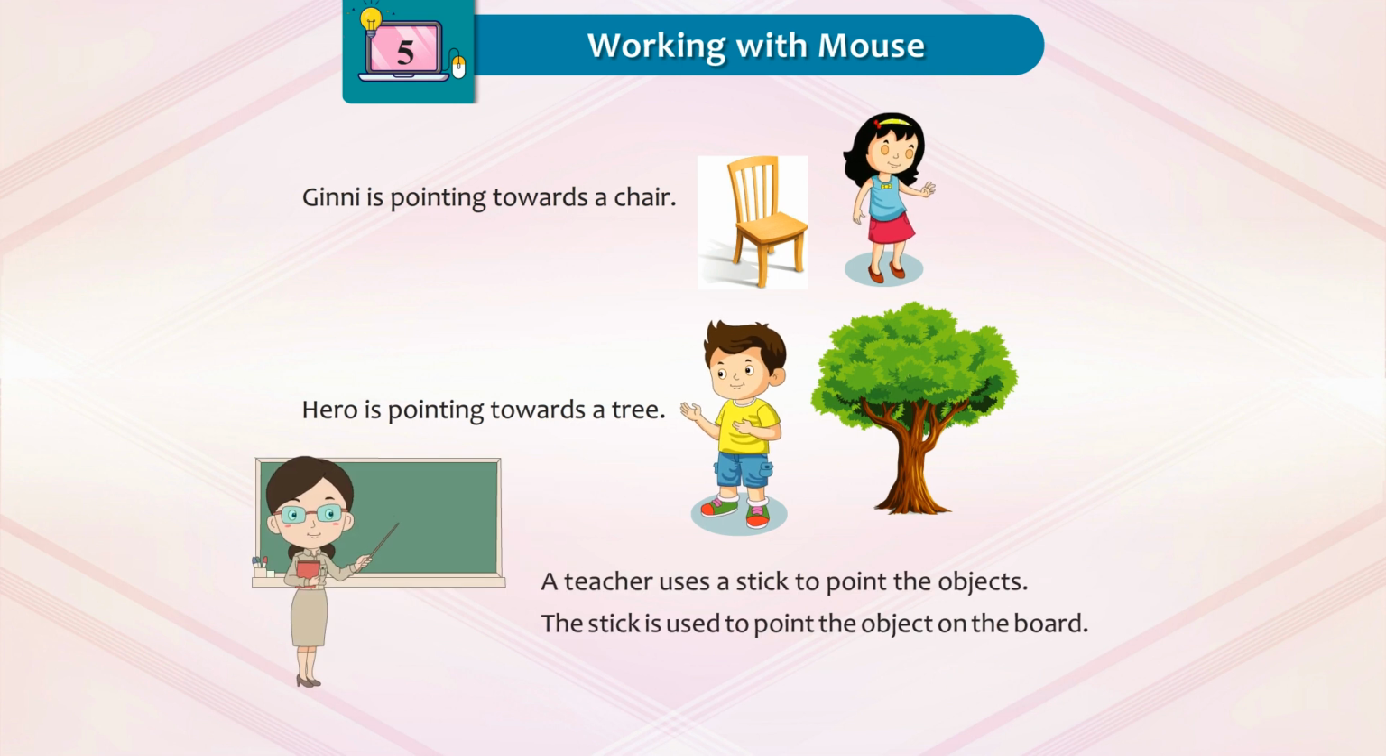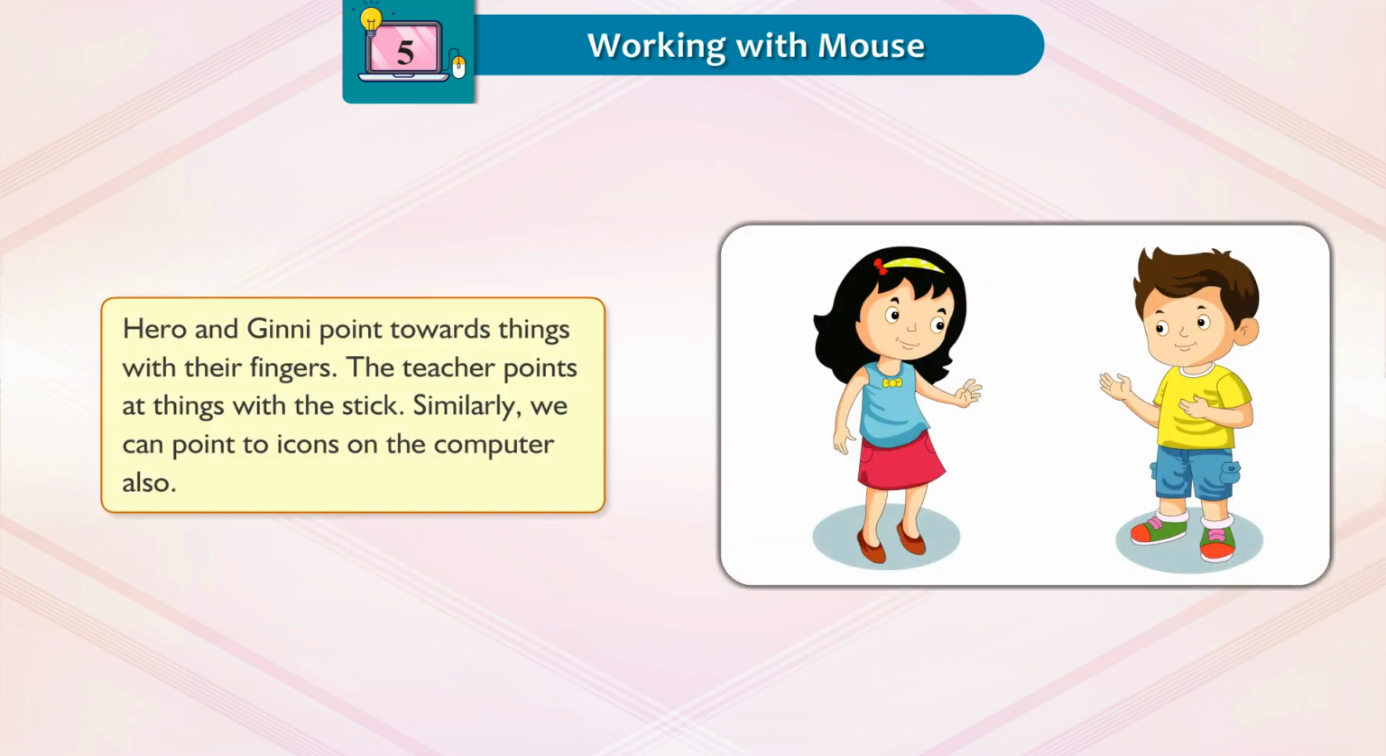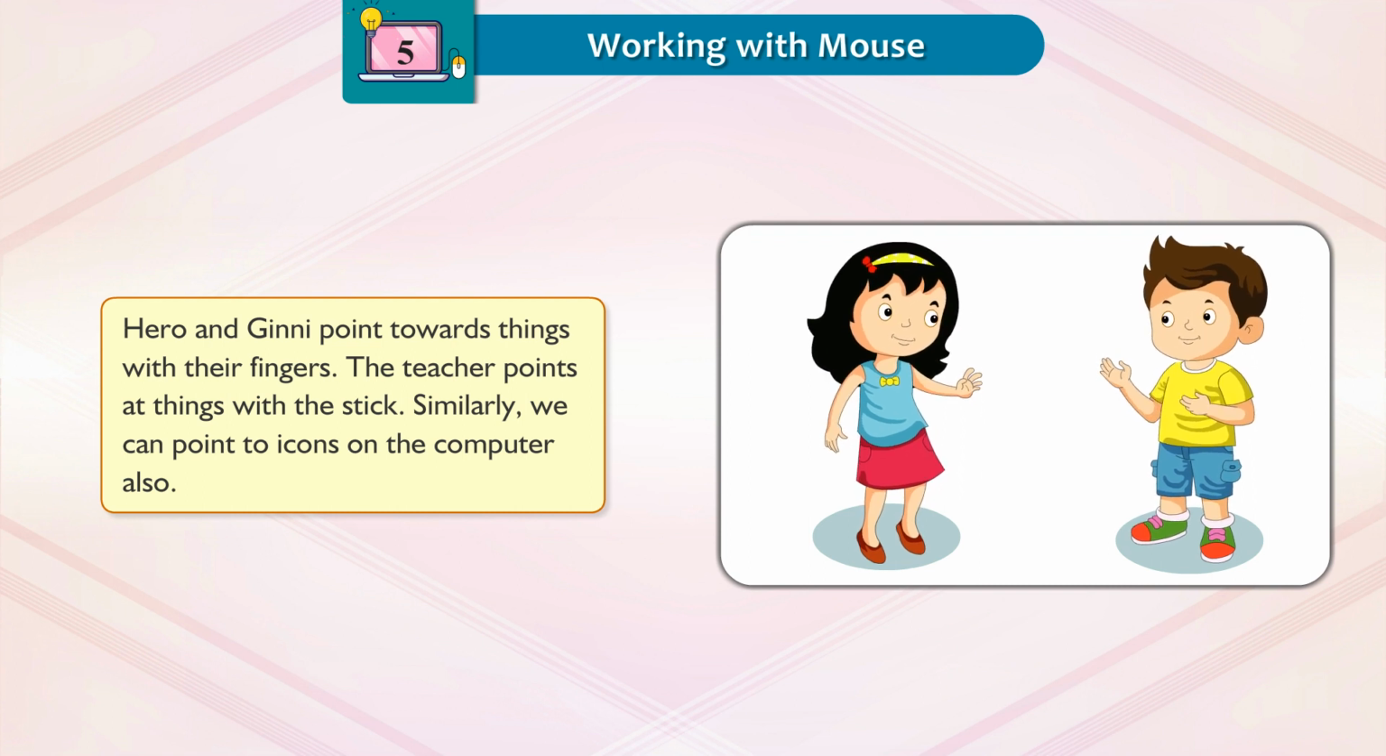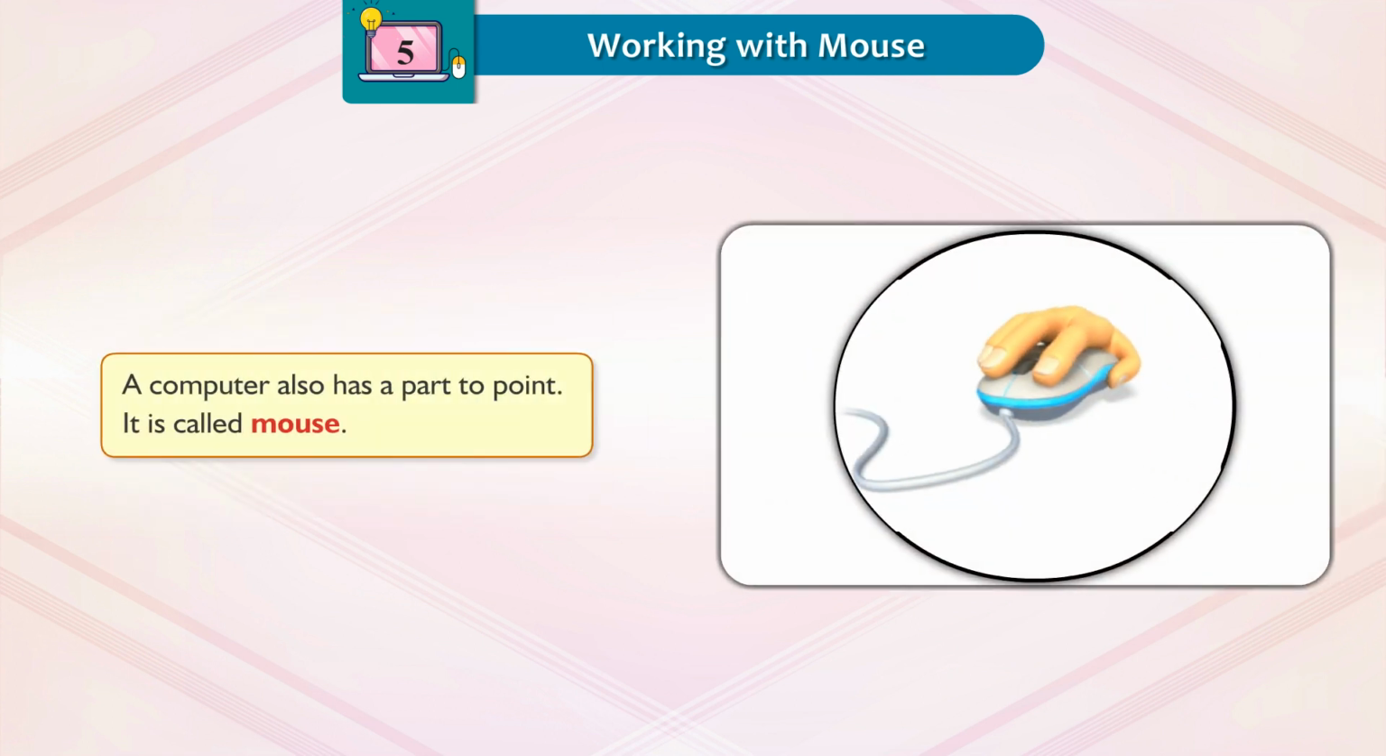A teacher uses a stick to point the objects. The stick is used to point the object on the board. Hero and Guinea point towards things with their fingers. The teacher points at things with the stick. Similarly, we can point to icons on the computer also. A computer also has a part to point.